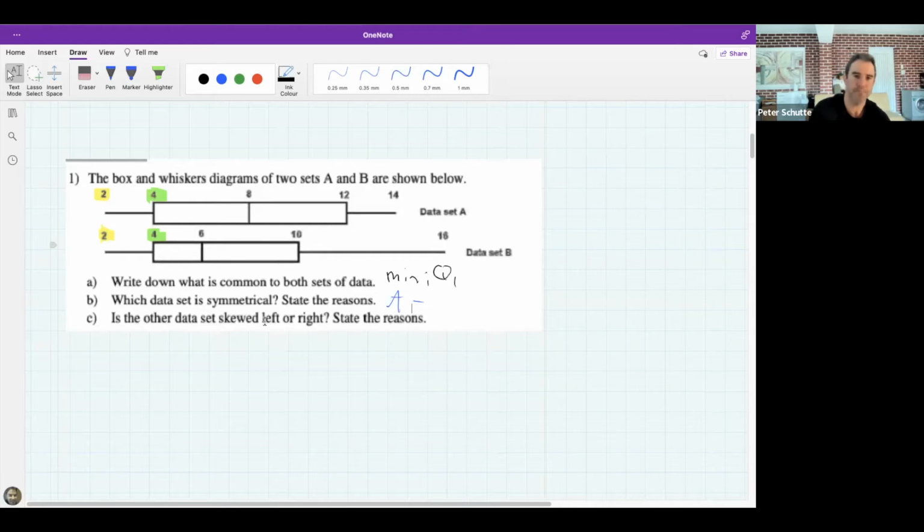Okay, yeah. So the top 50% of data is much more spread out than the bottom 50%. Let me use a different color. And so because of that, the data is skewed to the right. And the reason is, you can just say here, the top 50% above the median is more spread out than the 50% below the median.